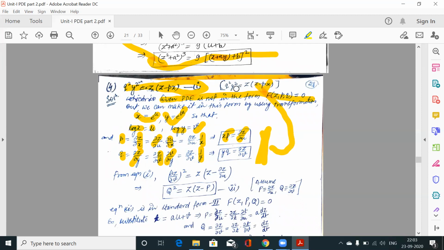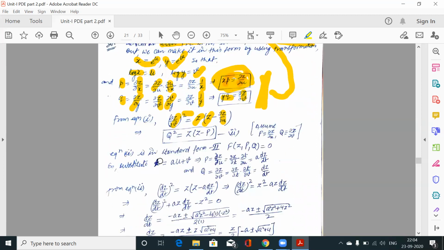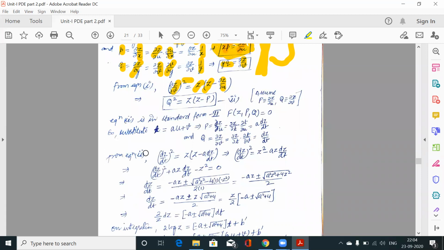So x q y is this, yq is del z over del v. So yq square means del z over del v square is equal to z. Next xp, and what is xp? xp is del z over del u. Now because the derivatives have been transformed into new variables u and v, small p was del z over del x. Now del z over del u we assume capital P, del z over del v we assume capital Q. So this equation becomes Q square is equal to z minus P.